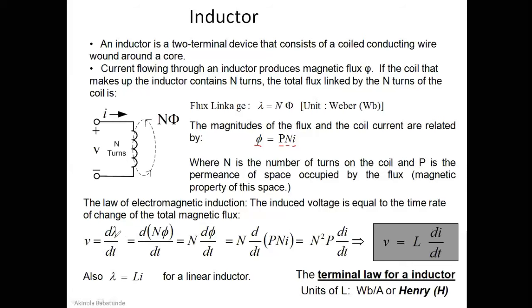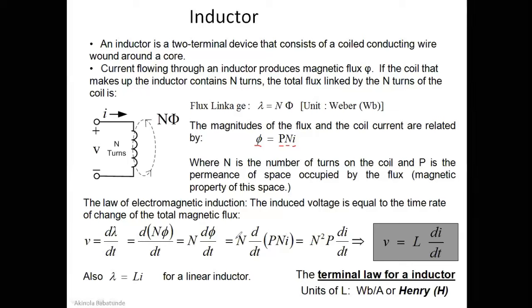Voltage will be equal to dλ/dt, the derivative of lambda with respect to time, because we're talking about time rate. We know our lambda is equal to n multiplied by the magnetic flux. So you replace this lambda with nφ, and you have d(nφ)/dt. Now n is a constant, the number of turns is a constant, so that can just go out. So you have n dφ/dt. We do know that our φ is also equal to PNI from what we have defined right up here. So you can just replace this φ with PNI. So you have n d(PNI)/dt. Also, these P and N here are constant, so you can take them out.